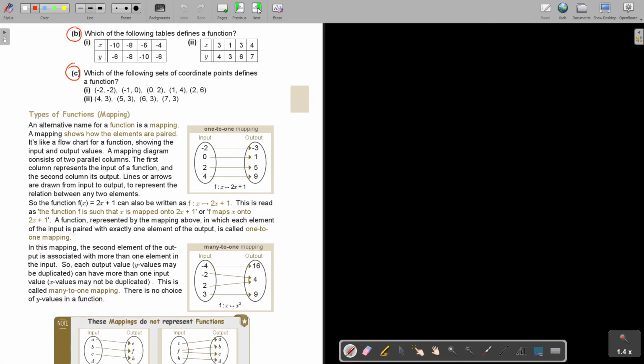Okay, let's do the next one. Which of the following tables defines a function? Now, remember what I said to you. There can be duplicates of y values, but there must just not be duplicates of x values. So this is a duplicate of the y value. It's fine. It's going to be a function. In this case, it's a duplicate of the x value, not a function.